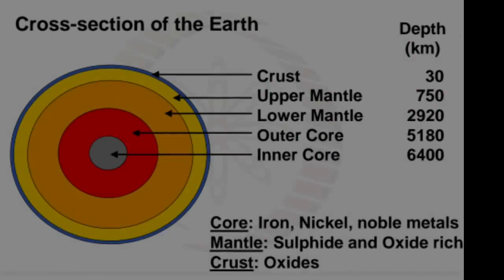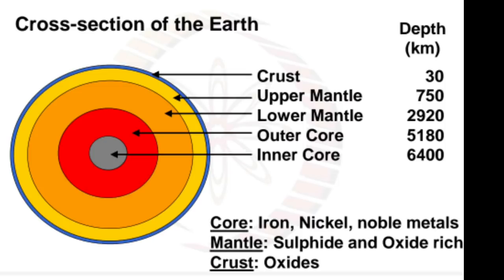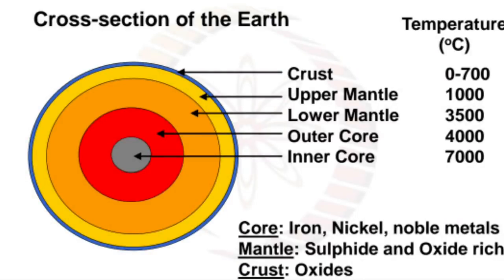Now the depths of all these cross sections of Earth are given, that is crust 30 km, upper mantle 750, lower mantle 2920, outer core 5180, inner core 6400, and the temperature is also given. Crust 0 to 700 degrees Celsius, upper mantle 1000 degrees Celsius, lower mantle 3500, outer core 4000, inner core 7000.